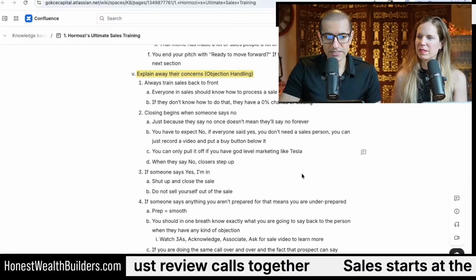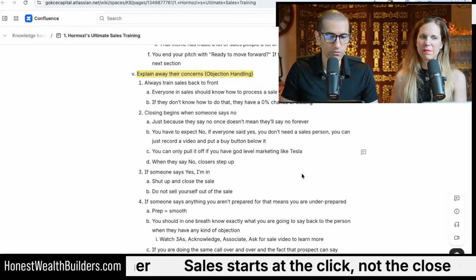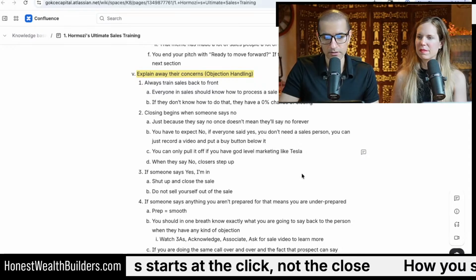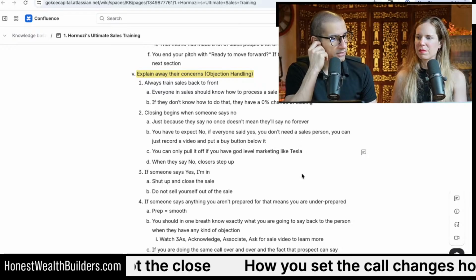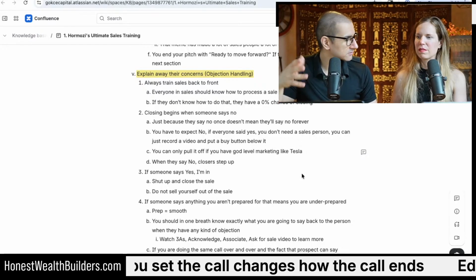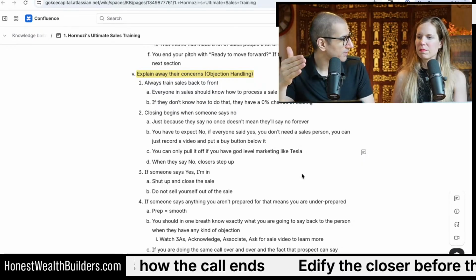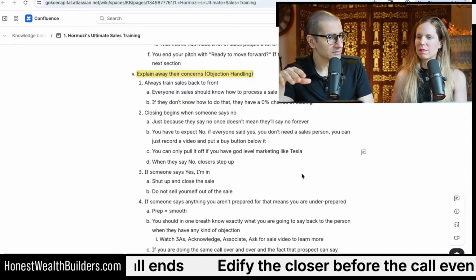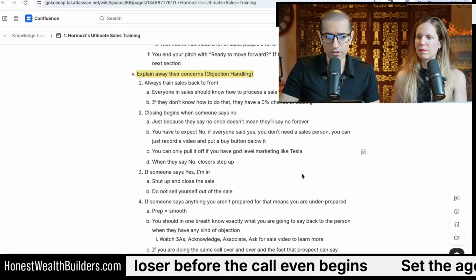If someone says yes, I'm in, just shut up and close the sale. Do not try to oversell. Someone says, all right, ready to move forward. You say, all right, what payment method are you going to use? Don't say, but we have this, we have that. Just move on. Because then you might say something stupid accidentally, and then they go into the details and they're like, oh, I'm not sure anymore. You don't want that. Do not unsell.